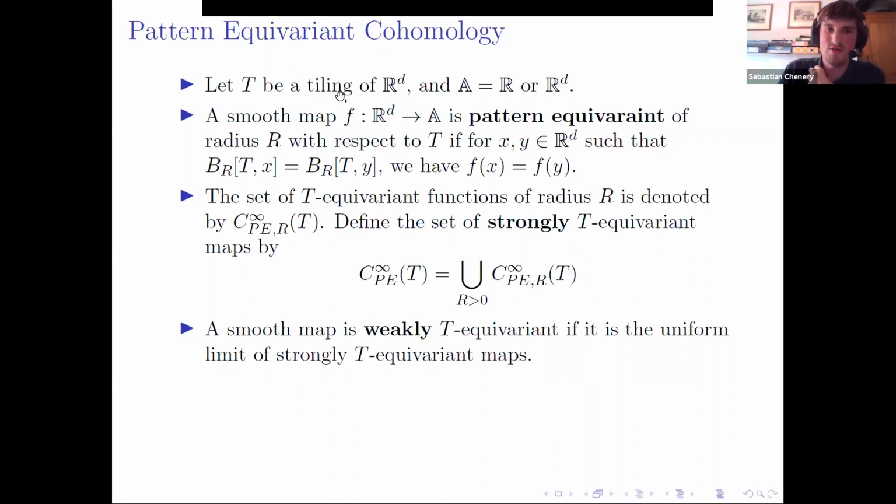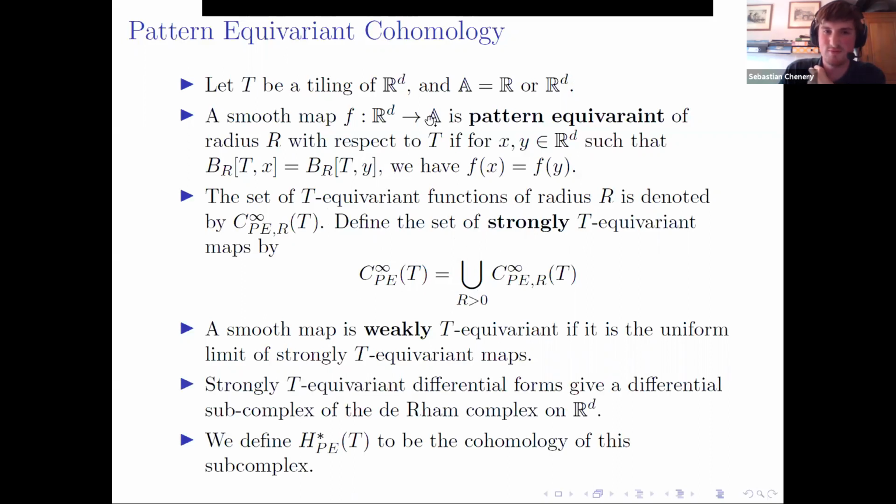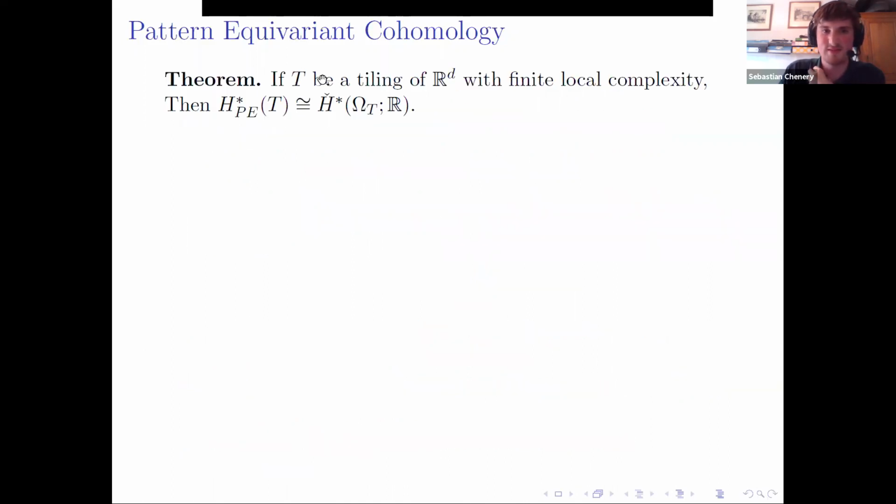So when you modify the theory for R or R^d, it checks out. Both of these work for what I'm going to say. You get a subcomplex of the de Rham complex on R^d, and you define the cohomology of this. And this works just like you want it to. The differential of a pattern equivariant function is also pattern equivariant, so this absolutely works, and it all checks out. So this gives a cohomology isomorphic to the Čech cohomology of my Omega_T with real coefficients.